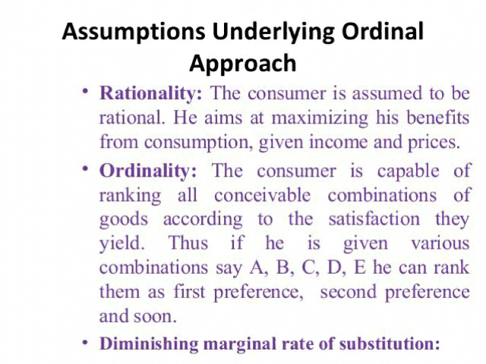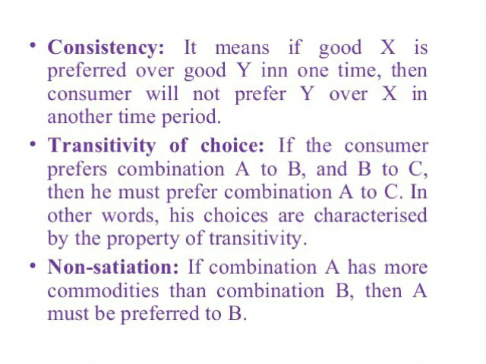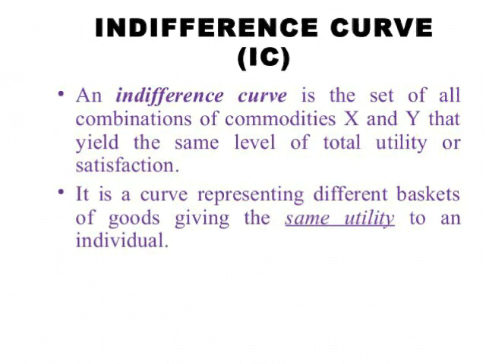And next is diminishing marginal rate of substitution. It means as we increase the consumption of one commodity, the utility tends to decline. Now consistency. It means if good X is preferred over Y, then Y cannot be preferred over X. Now what is transitivity? Transitivity means A to B, B to C, then definitely A to C. Now the indifference curve is the curve which shows this relationship. Now let us see what is non-satiation. Non-satiation means suppose combination A has more goods, then people will definitely consume A over B.